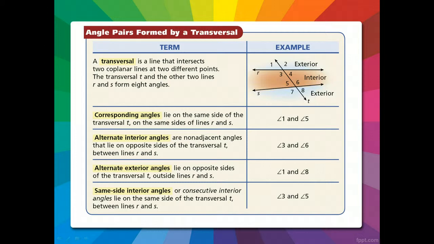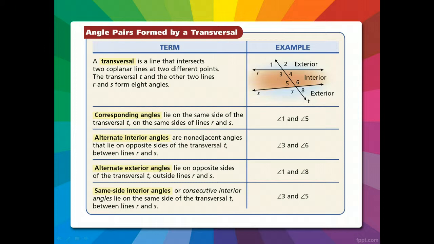Alternate interior angles are non-adjacent angles that lie on opposite sides of the transversal between the two lines. So I could have 3 and 6 and 4 and 5. Those would be the interior. Think about they are inside the two lines. Alternate exterior angles would lie on opposite sides of the transversal and on the outside of the two lines, the exterior. For example, 1 and 8 and 2 and 7 are alternate exterior angles.